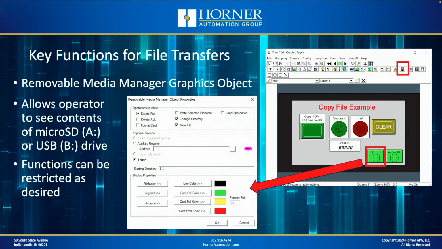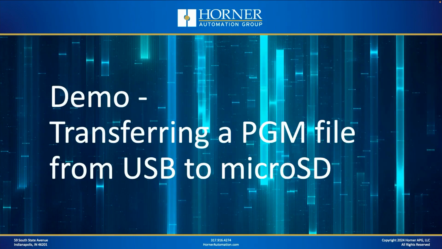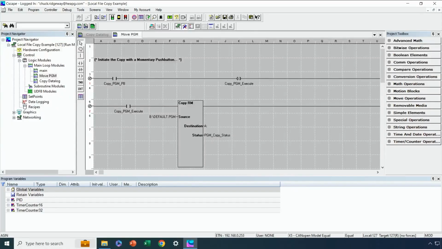And we're going to show you, as part of our example today, the removable media object that I did put on our example screens. And as always, you can download my examples from our website and check it out yourself in person. Okay, so let's get started by showing you how to transfer a PGM file from USB to microSD. All right, so let's head into Cscape first and take a look at that.